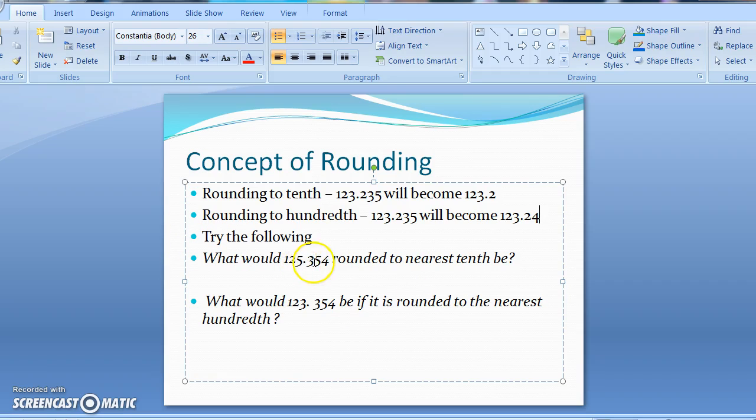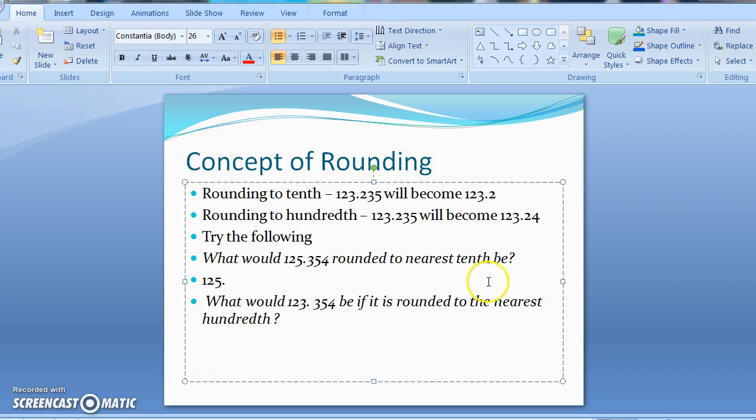What would 125.354 be if it was rounded to the nearest 10th place? So apply the concept. Let's see if you got the answer. I'll give you a second. Okay, great. So hopefully you got the answer. Let's see. I'm gonna type it out.